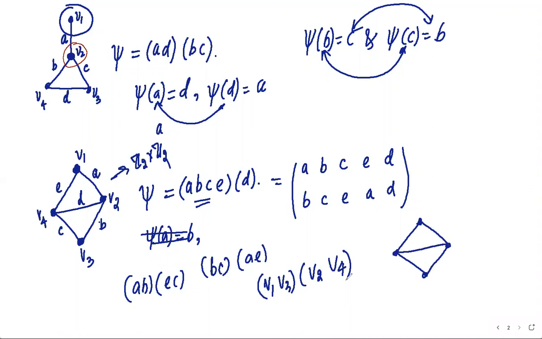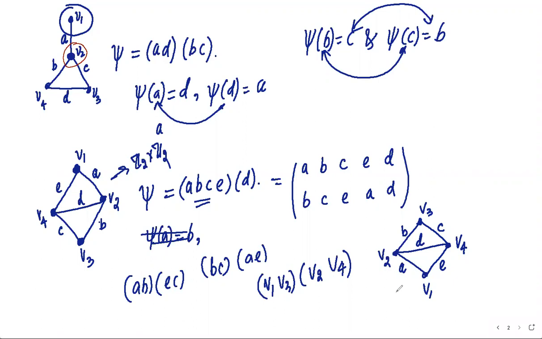Now suppose V1 is mapped into V3, so we have V1 here, this V3, and V2 is mapped into V4. Now the edge between V1 and V2 is A, V2 and V3 is B, V3 and V4 is C, and V4 and V1 is E, and D remains fixed.